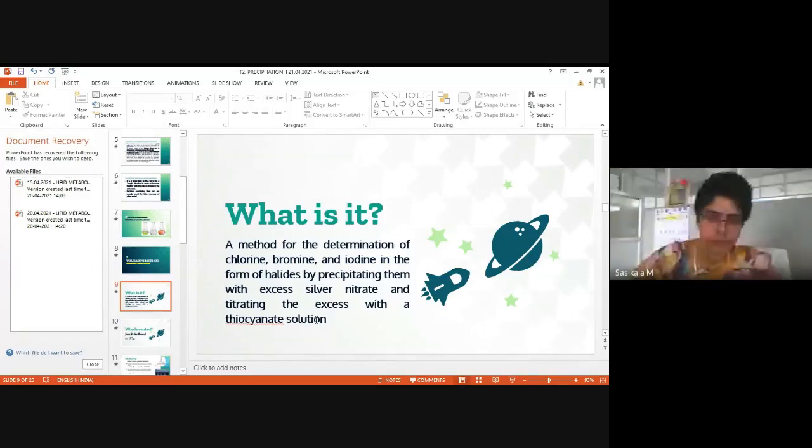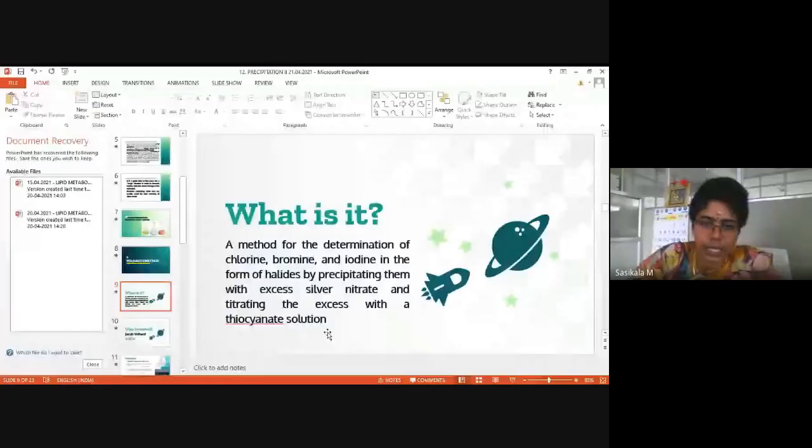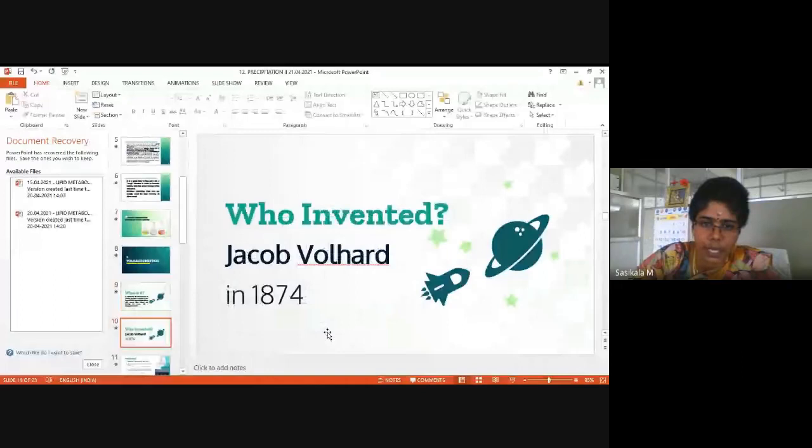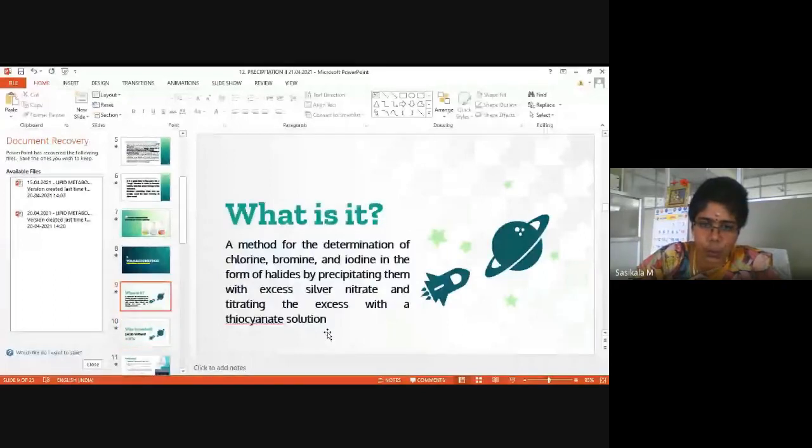So the silver will react with the thiocyanate solution to give silver thiocyanate. That is the concept here. So what is the example of Volhard's method? It is a back titration or indirect titration method, and it is also applicable for the determination of halides: chlorine, bromine and iodine. It is commonly used for chlorine determination, compared with bromine and iodine. Halides means chlorides, bromides and iodides. We will be determining the ions of chlorine, bromine and iodine.